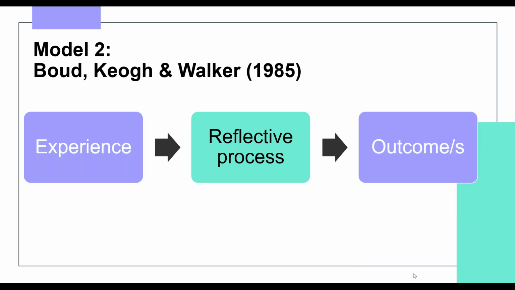The second model from Boud, Keogh, and Walker is based on the theory that we can improve our practice by better understanding our work practices and activities, specifically by reflecting on their background and influencing factors, including our own personal experience and emotions. To do this, we need to consider the experience and what we brought to it.